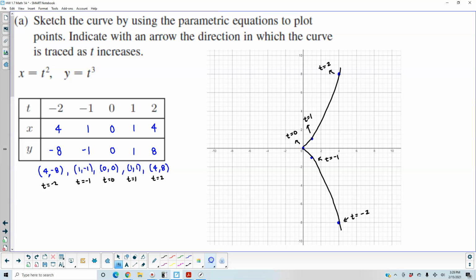So using our arrows, we're now going from the initial point, which is our first point, to the end. So our arrow is going from -2 to -1, -1 to 0, 0 to 1, and then 1 to 2.